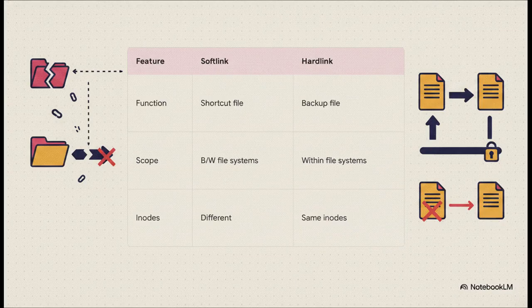Now, this brings up the difference between links. Think of a soft link as a sort of fragile cross-system shortcut, whereas a hard link is a robust backup that shares that exact same inode we were just talking about. If you delete the source of a soft link, boom, your shortcut breaks. But because a hard link shares the exact same inode within the exact same file system, deleting the source means your destination file is still perfectly accessible.